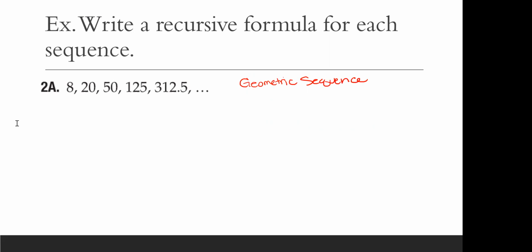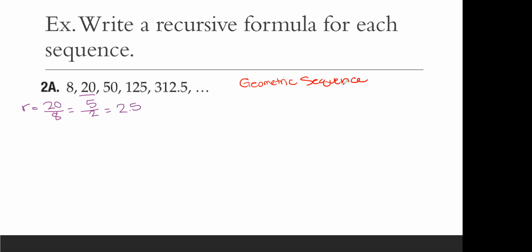Okay, so that means that we need to find the common ratio. So we've got 20 is our second term and 8 is our first term. So we would be dividing 20 by 8, which when we simplify is 5 over 2, which is 2.5. So our common ratio is 2.5.